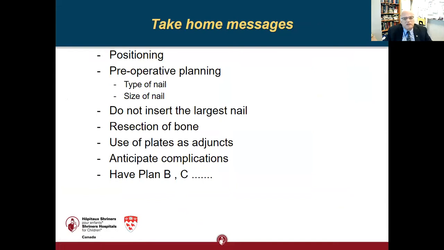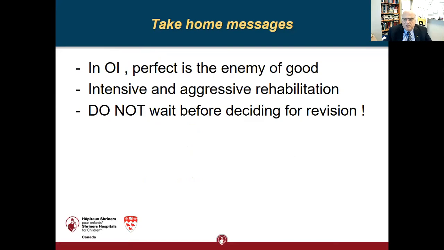The take-home messages really, regarding deformities in children with osteogenesis imperfecta. Positioning during the surgery is very important. The pre-operative planning is extremely important. Also, the type of the nail, the size of the nail. Do not insert the largest nail. Resection of bone is extremely important. Use plates only as adjuncts. Anticipate complications and have a plan B and C ready if any intraoperative complication occurs.